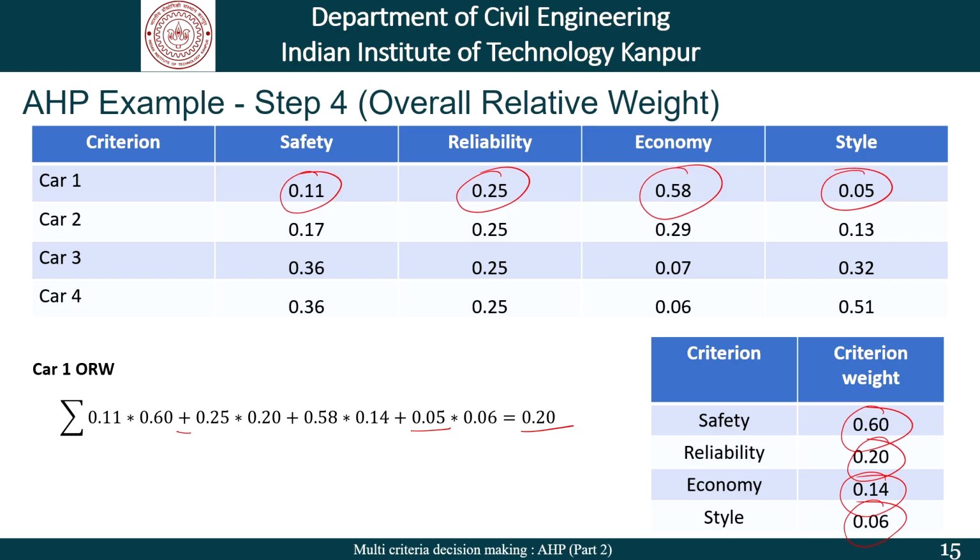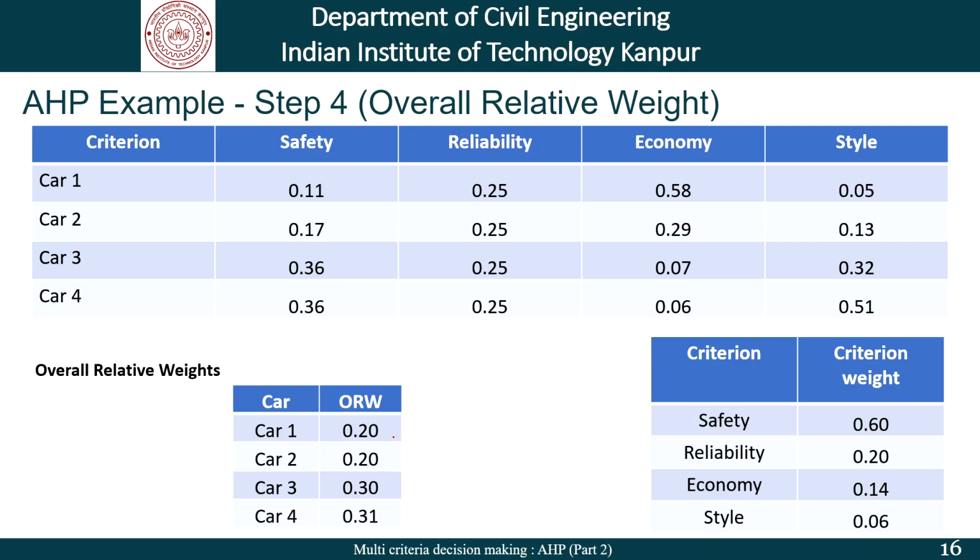Now, we can do this for all the other alternatives as well. Since these are relative overall weights, we cannot take a call just by looking at the performance of a given alternative. We must calculate the relative overall weights for all the other alternatives. Only then can we decide which alternative is best suited for us. So, before moving on, I encourage all of you to please pause the video and try to calculate the relative weights for car 2, car 3 and car 4.